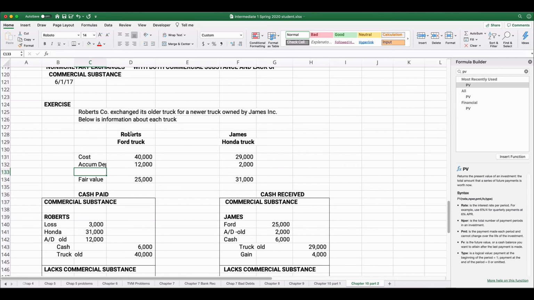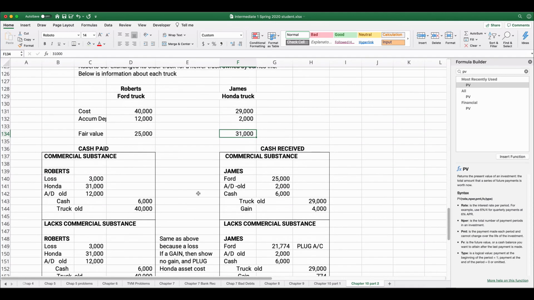So it's on our books. Now watch, it's 40 minus 12. It's on our books at 28. It has a fair value of 25. We're swapping it for a new truck that is new to Roberts. It's James' truck. It's 29,000 minus the 2. It's on James' books at 27. It has a fair value of 31.